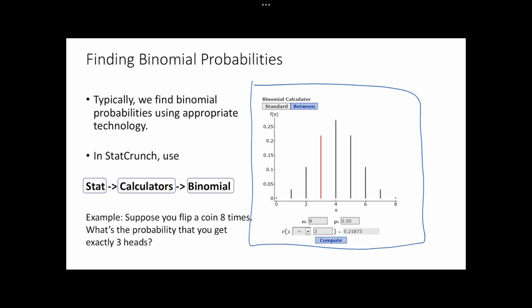And just like with the normal distribution calculator, we can plug in some information. So you're going to plug in n equals 8 and p equals 0.5. We want the probability that we get exactly 3 heads, so we want to make sure that this is an equal sign. And then we're going to plug in 3 and then click compute. And it's going to spit out the answer of 0.21875.